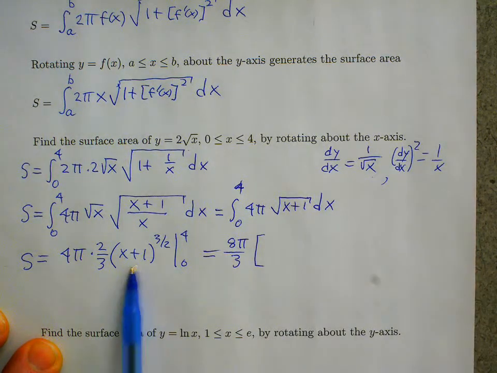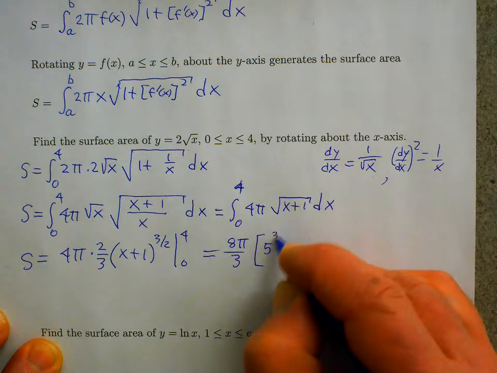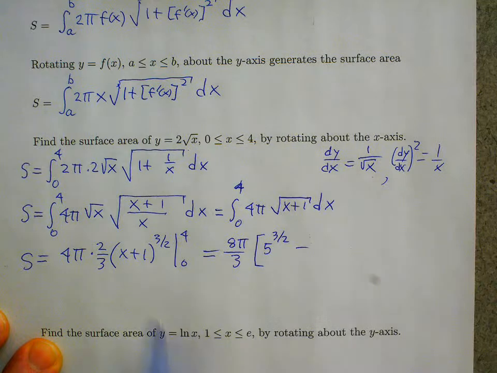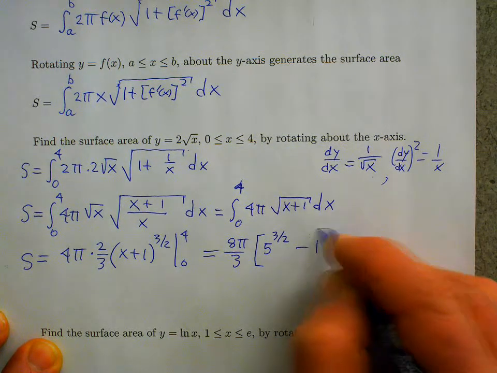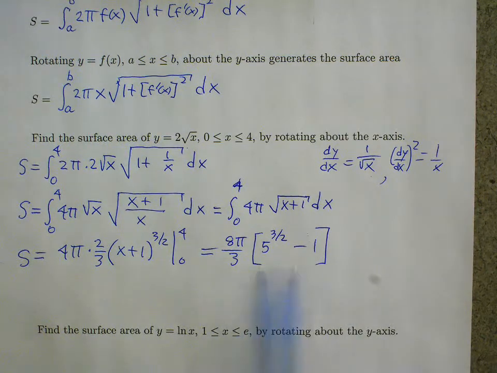And then evaluate the integral when x is 4. 4 plus 1 is 5. So we get 5 to the 3 halves, and then minus, when x is 0, 1 to the 3 halves, or minus 1. Okay, so this is an okay answer if you want to leave it just like that.